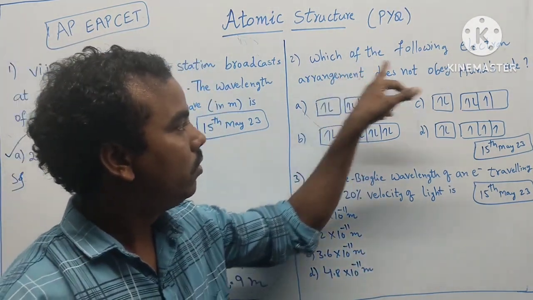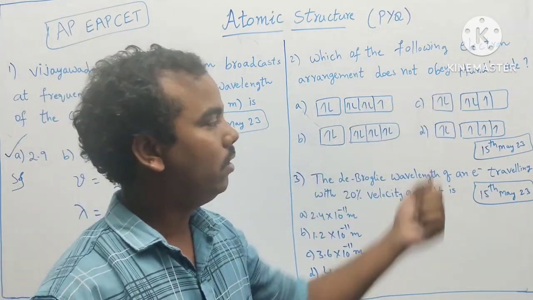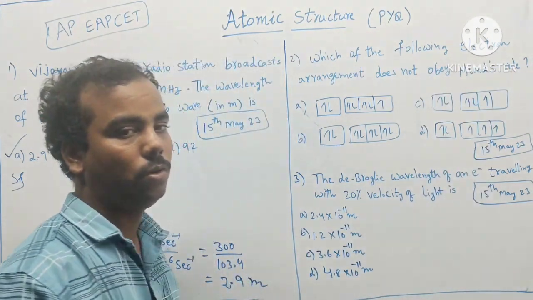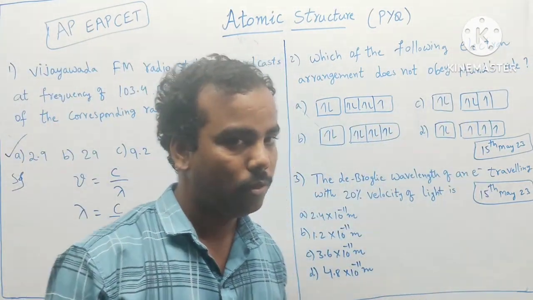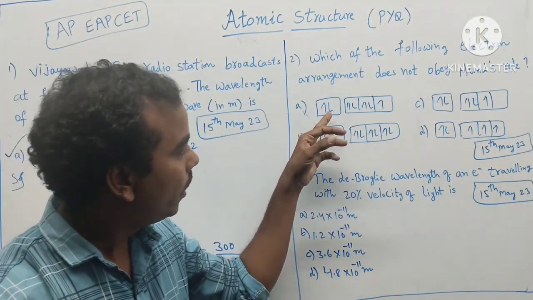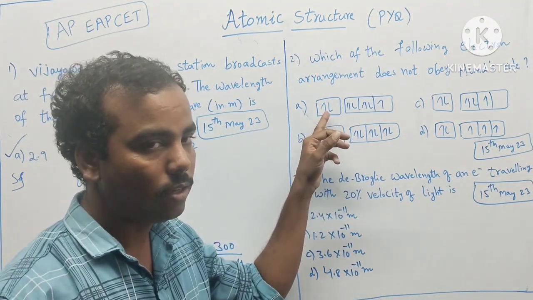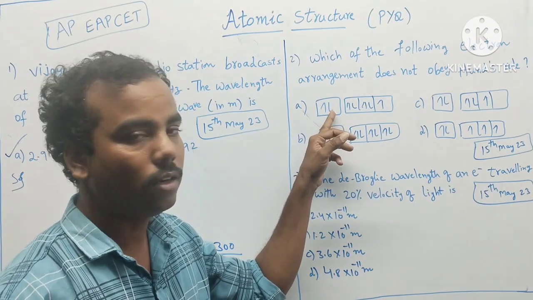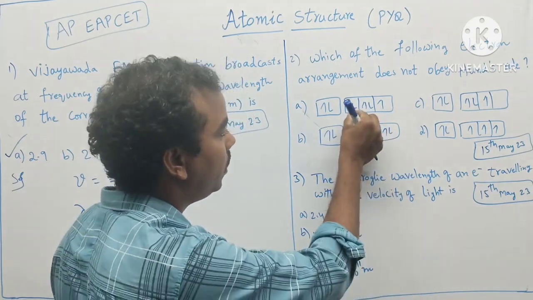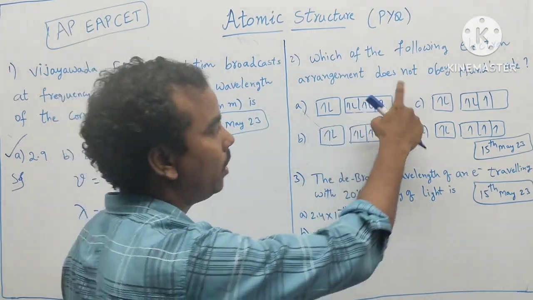So next question: which of the following electron arrangements does not obey Hund's rule? 4 arrangements are given. So what is Hund's rule? Pairing of electrons takes place only after each orbital is half filled, or singly occupied. For example, here only one orbital is present. If 2 electrons are there, first one electron, next the second electron is paired. But here 3 orbitals, 3 boxes means 3 orbitals. Each orbital is first singly occupied, after that pairing of electrons takes place. So it is correct. This one follows Hund's rule.